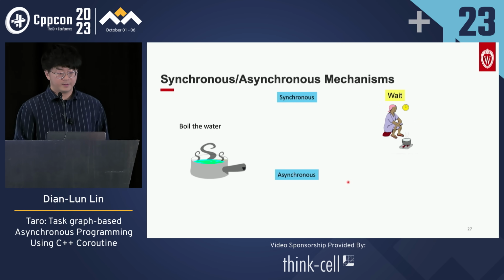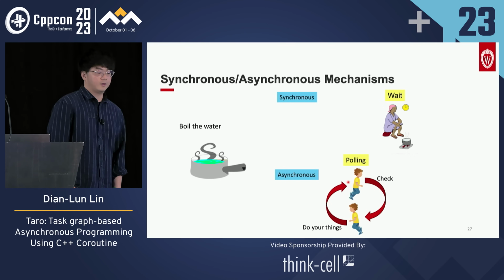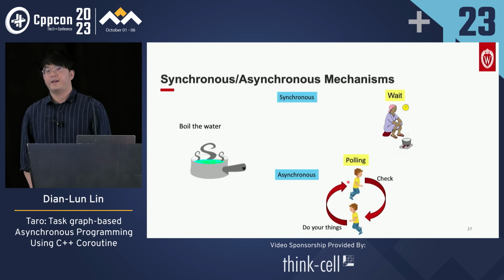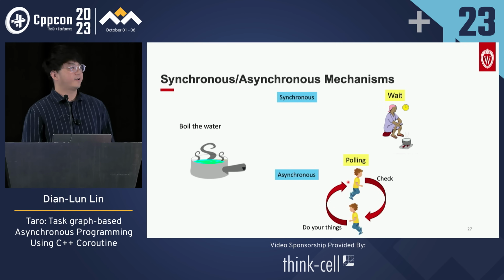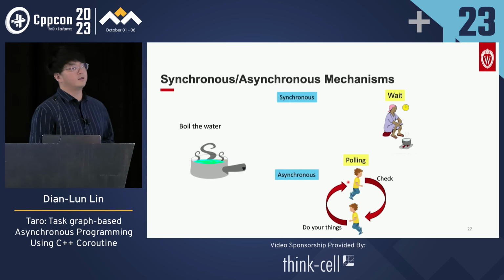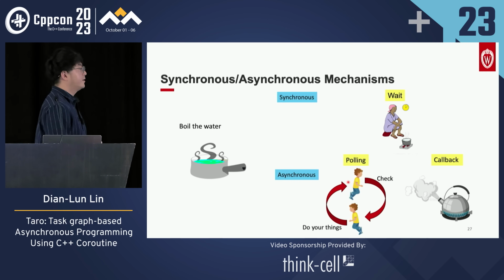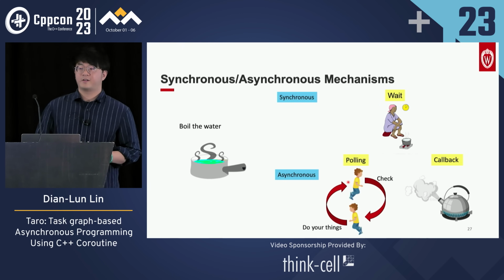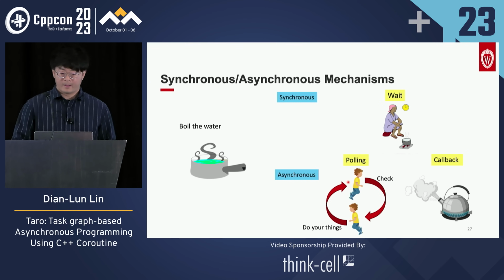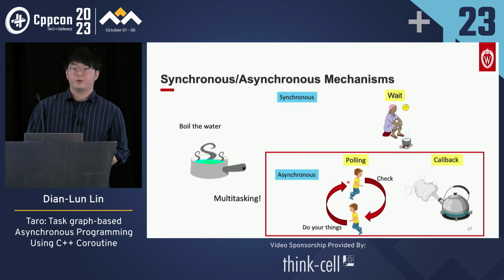Another is asynchronous. So for example, polling method is like you go to the kitchen and check whether the water is boiling. If not, you go back to do your own things. And after a while, you go to the kitchen again and check the status of the water. So it's like you are polling the state of the task. Another is called callback. It's like you pay extra money to buy a water kettle, and when the water is boiling, it'll notify you. So this asynchronous mechanism is where we can enable multitasking to reduce the runtime.